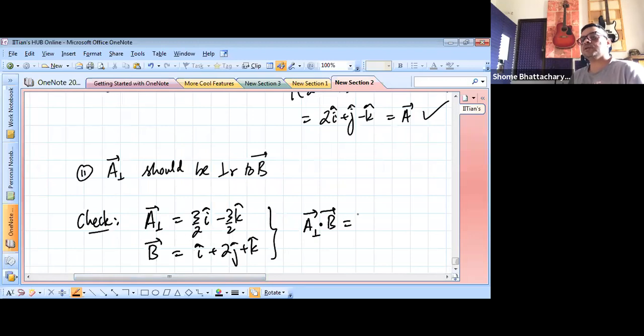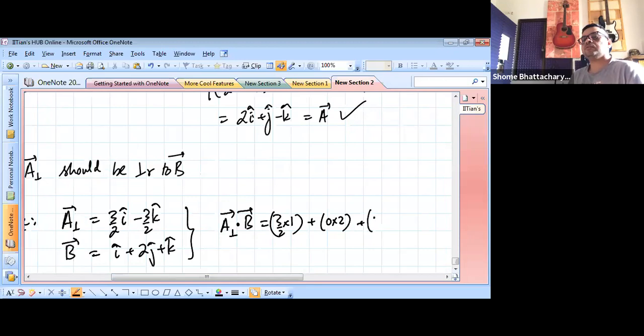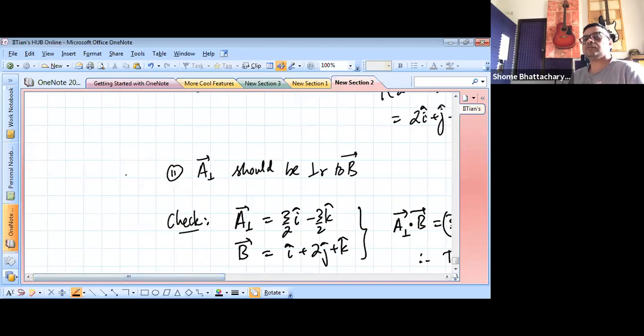3 by 2 into 1, plus 0 into 2, plus minus 3 by 2 into 1. So that is coming 0. So that's fine. So therefore they are perpendicular. So my second condition is also checked.